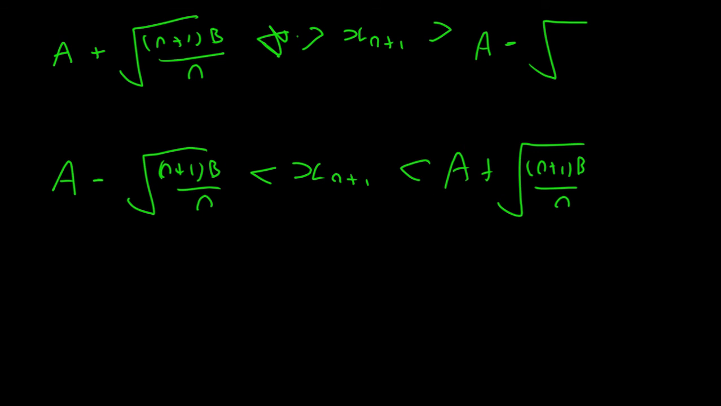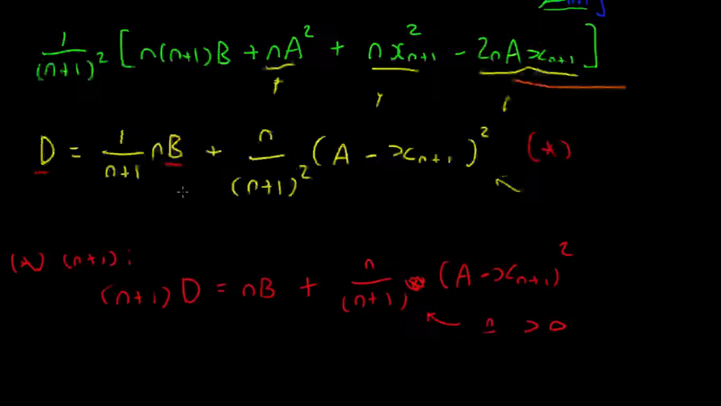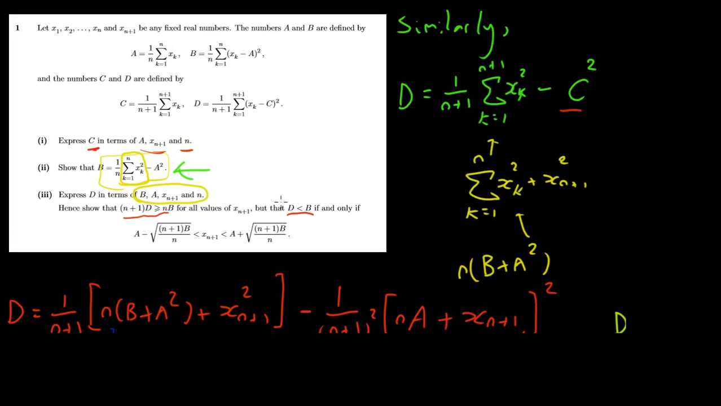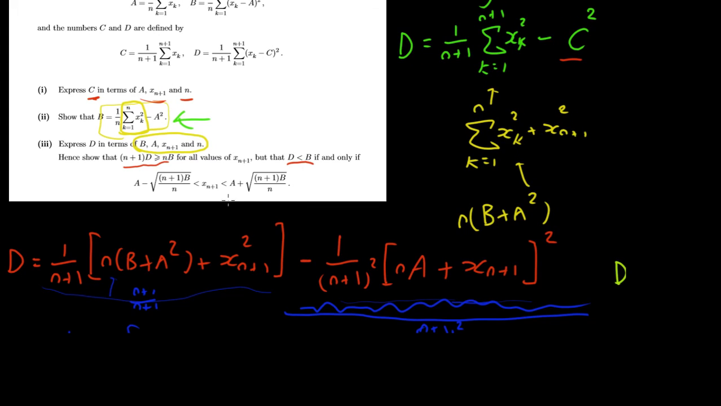So that's really it for the question. And to look at it from a deeper perspective, that's kind of interesting. We're showing that the variance of n plus 1 fixed real numbers is less than the variance of n of those fixed real numbers if and only if this is true. So this kind of links the mean and the variance of the other numbers with this number.